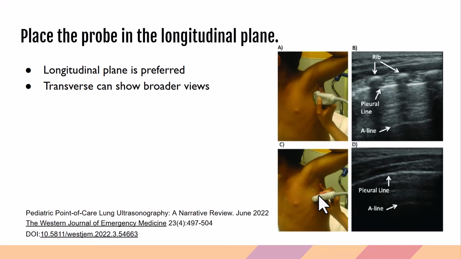On the bottom here, we can see that the sonographer has rotated the probe transversely and is now situated in the rib space, so we no longer see the ribs and can get a much broader view of the anatomy.